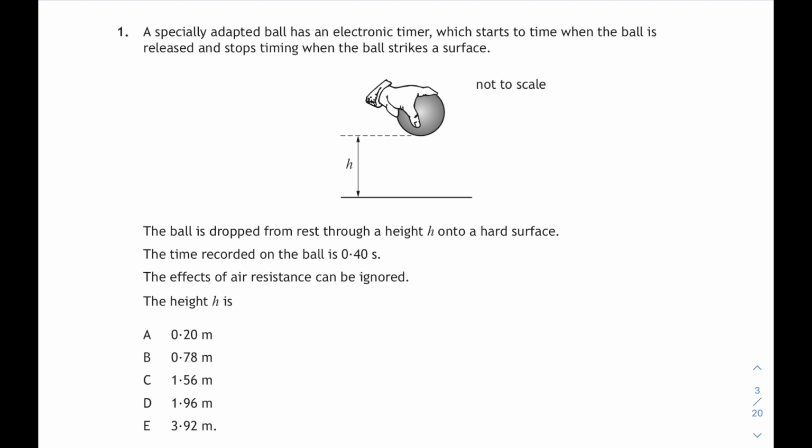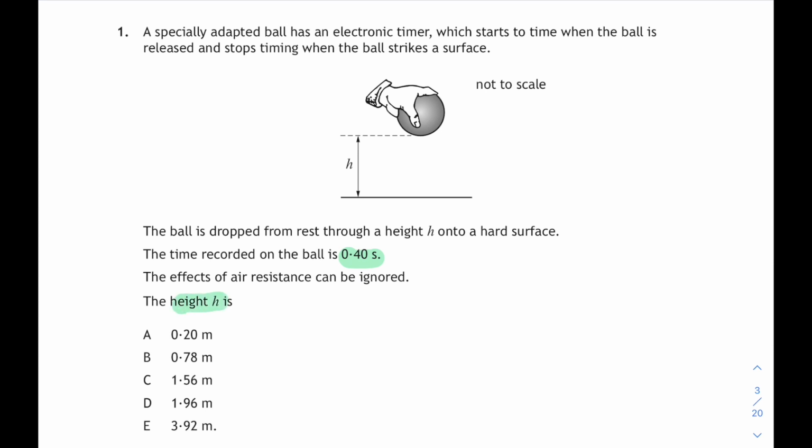Here's question 1. A specially adapted ball has got an electronic timer which starts to time when the ball is released and stops timing when the ball strikes a surface, and the ball's dropped from rest, falls through a height h onto a hard surface, and the time recorded on the ball is 0.4 seconds. And we can ignore air resistance, we have to work out what the height h is.